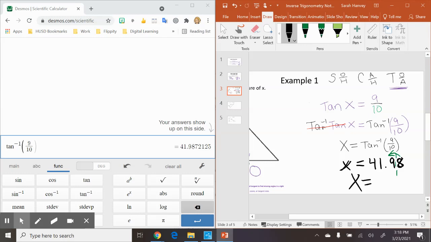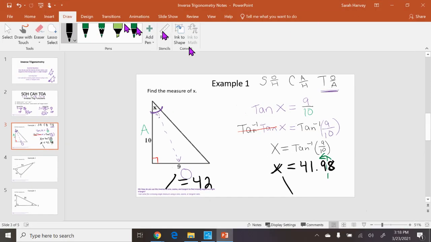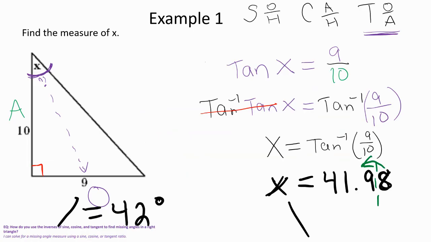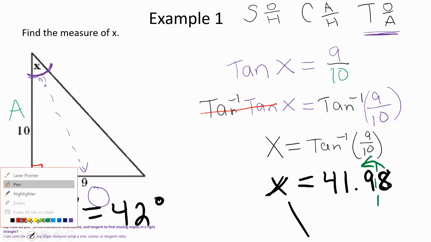And this is just really slow. I don't know why. And it looks really sloppy right now. So let's go back to our slideshow and maybe it will be better.